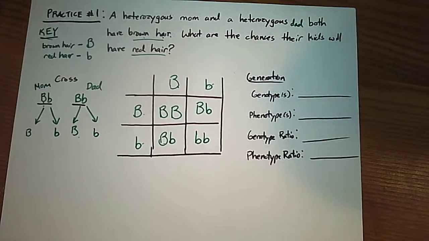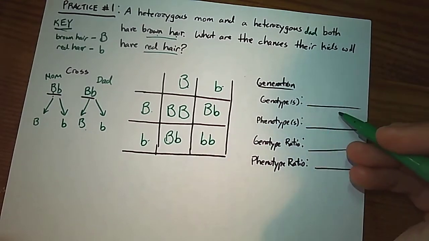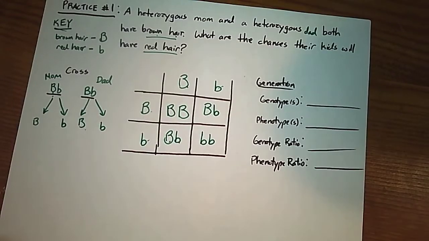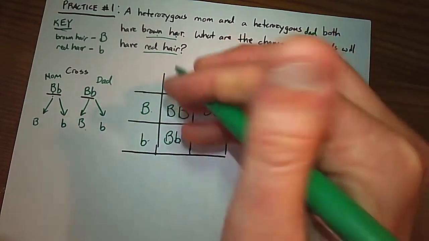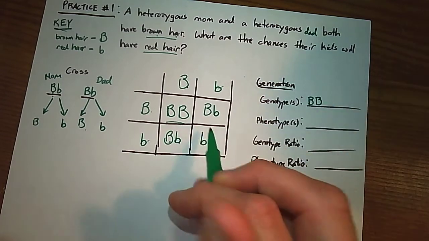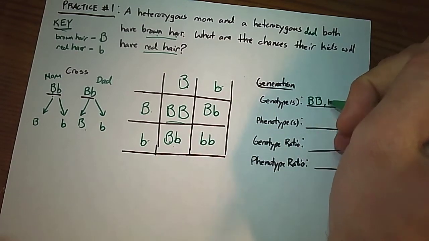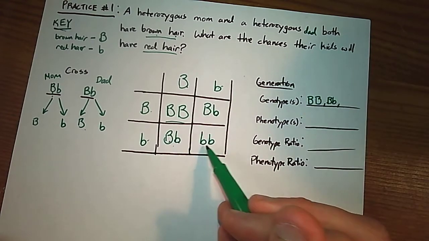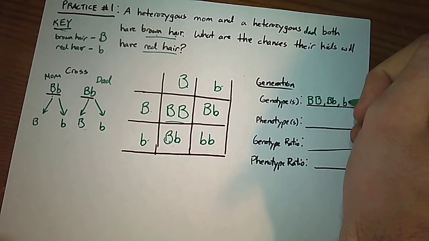The first thing I'm going to do is think about what my possible genotypes are. Remember, genotypes are the alleles you get, and each one of these is an allele. So it looks like I could have big B, big B. I could have big B, little b, so heterozygous. And then I could also be homozygous recessive, with both recessive alleles.